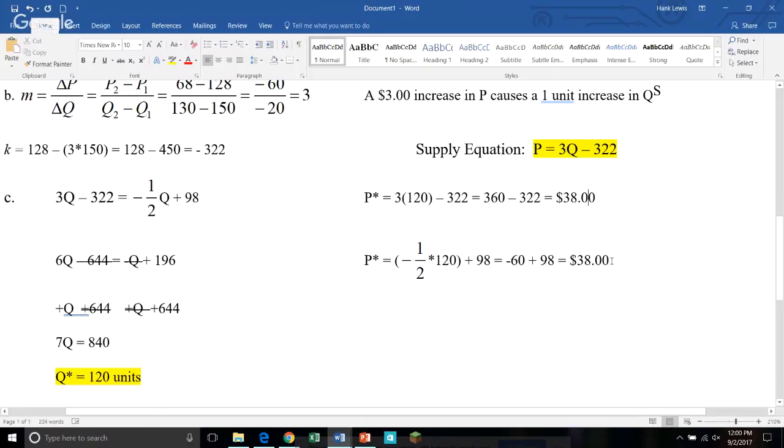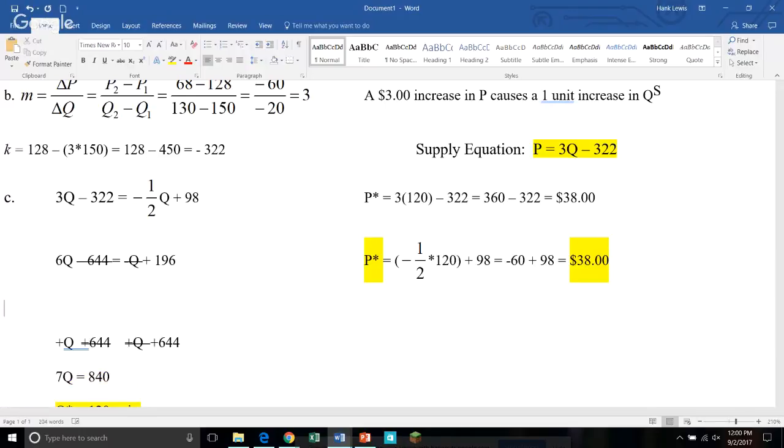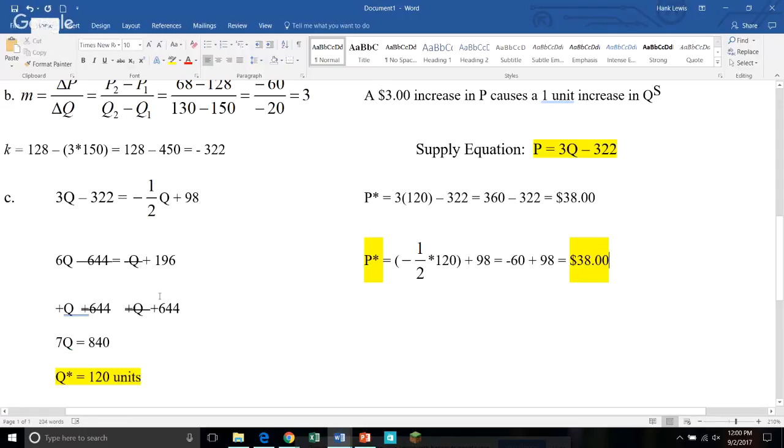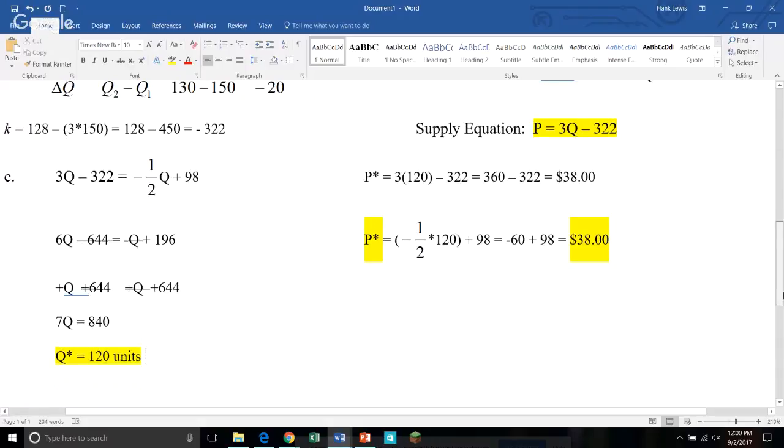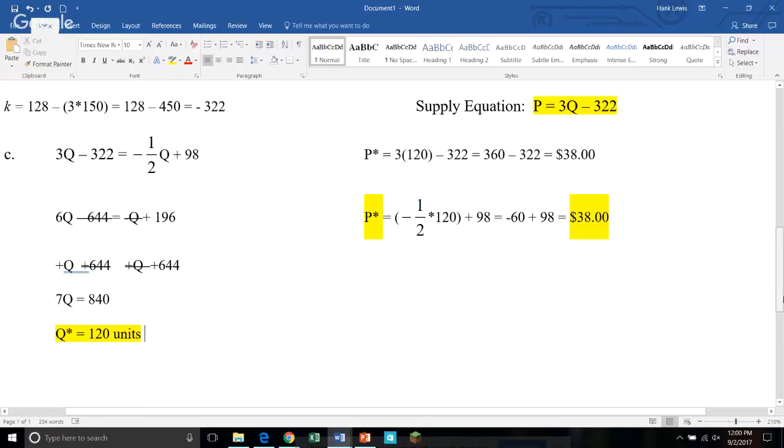Notice we got the same price from both equations, and so we are confident it's correct. Notice the quantity, Q star, was not a weird decimal or fraction. It was an even number of units. My problems are designed to work this way. Notice the price was a nice dollars and cents. It didn't have a long string of decimals. Notice the values are positive. They cannot be negative. If you get a weird long string of decimals, or if you get negative values for P star and Q star, that tells you you made a mistake somewhere. You need to back the truck up and see where that was.